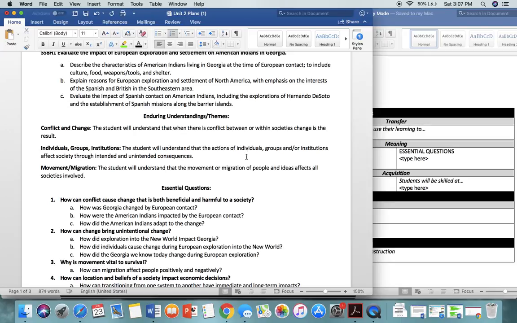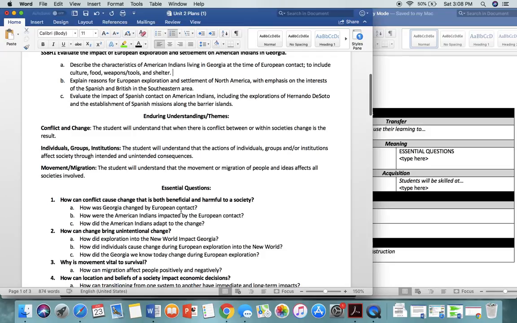The enduring understandings are about conflict and change, individual groups and institutions, and movement and migration. These three enduring understandings are a part of the Georgia Standards of Excellence, so I didn't personally come up with them, but they are very broad and transferable in a sense.